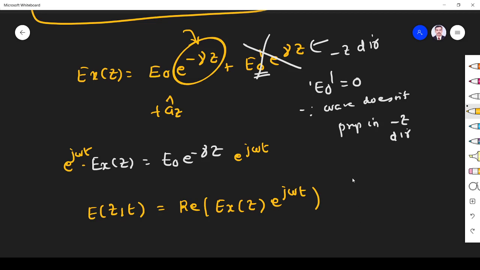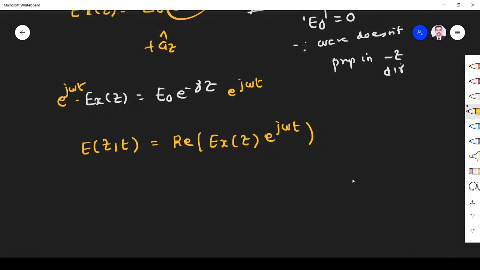So Ex(z,t) is equal to, now bring a vector direction where it is propagating. The electric field is in the x direction, so make it. So E vector is equal to this one, its magnitude.